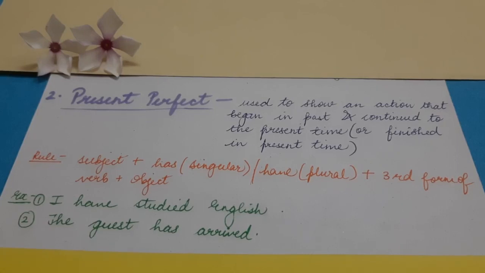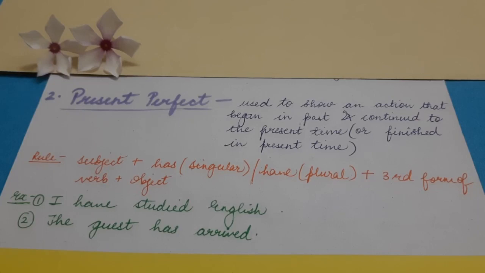Now let's see. You have started studying English maybe sometime in the past, let's say 3 o'clock. And now you are saying this sentence that I have studied English at 5 o'clock. So it means the studying part started at 3 o'clock and now it's finished at 5 o'clock. So the work was started in the past and now it's finished in the present. The second one, the guest has arrived. It means that the guest departed from their home a lot earlier and now they have arrived. So it means that it is completed in the present.